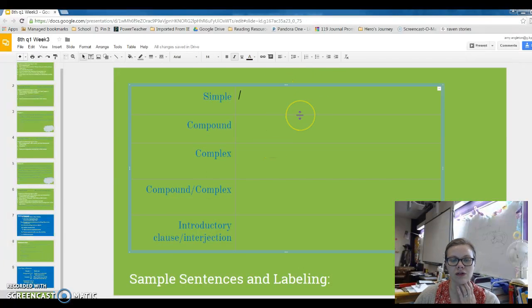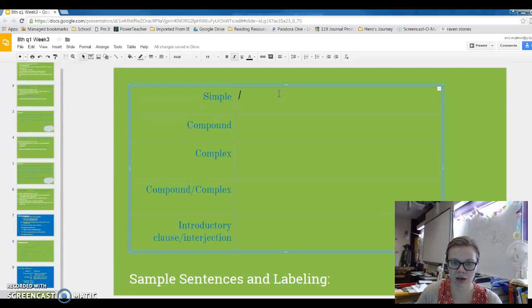Let's look now at how to label these types of sentences. Tomorrow, or depending on when you watch this video, on Thursday, pretty soon, you will have to be able to label these. So let's talk about what that means and how to do that on the computer. Again, in your notes, on the left-hand side, simple, compound, complex, compound-complex, and on the right, I will put some things down and you can copy that.